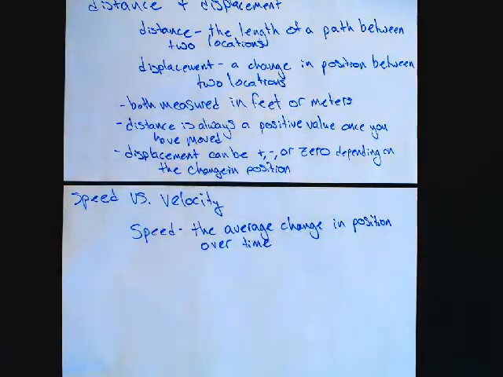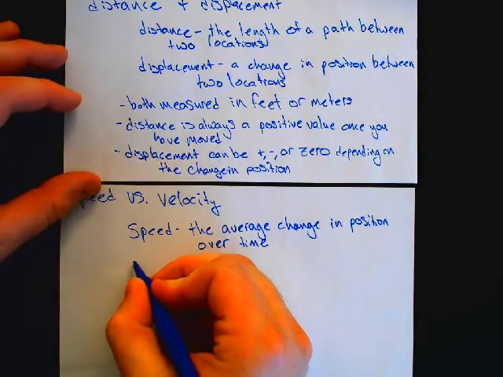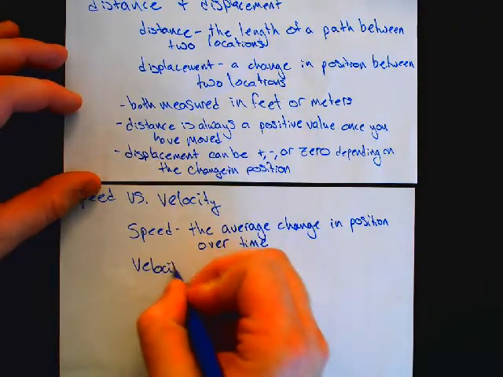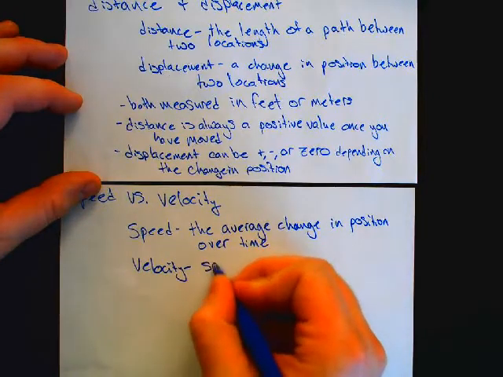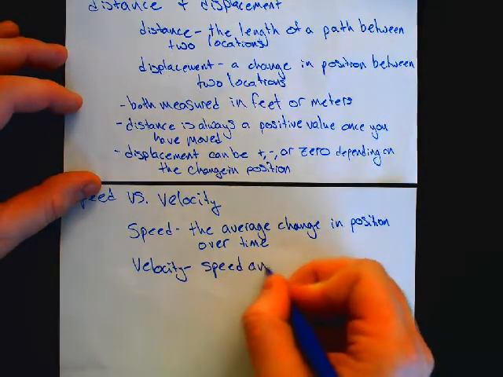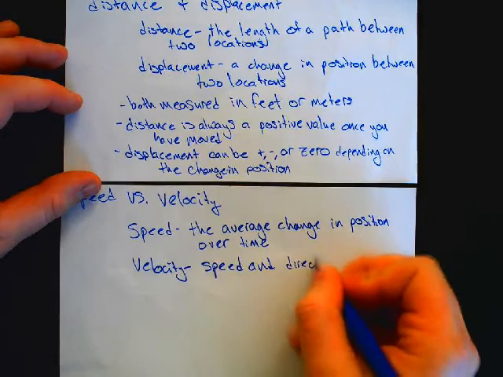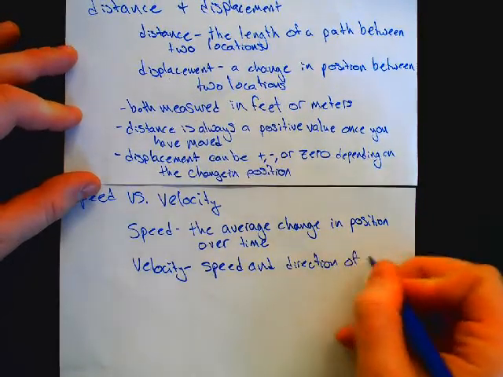Velocity is then speed and direction. Velocity: speed and direction of a moving object.